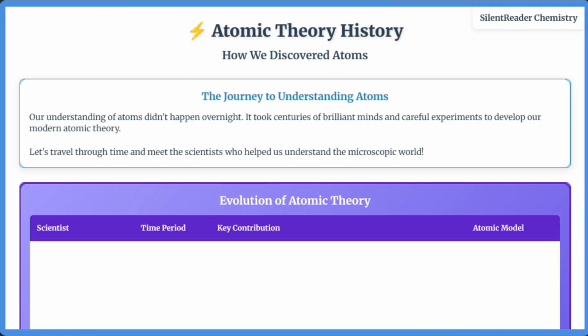Each scientist built on previous work, with famous experiments like Dalton's law of definite proportions, Thomson's cathode ray tube, and Rutherford's gold foil that showed most atoms are empty space with a tiny, dense nucleus.